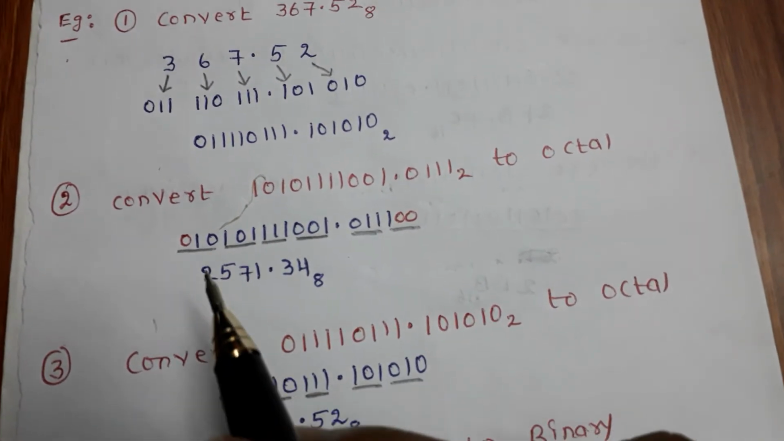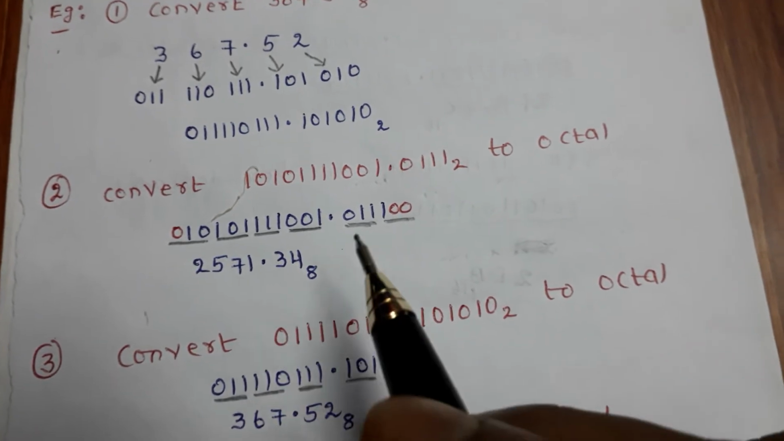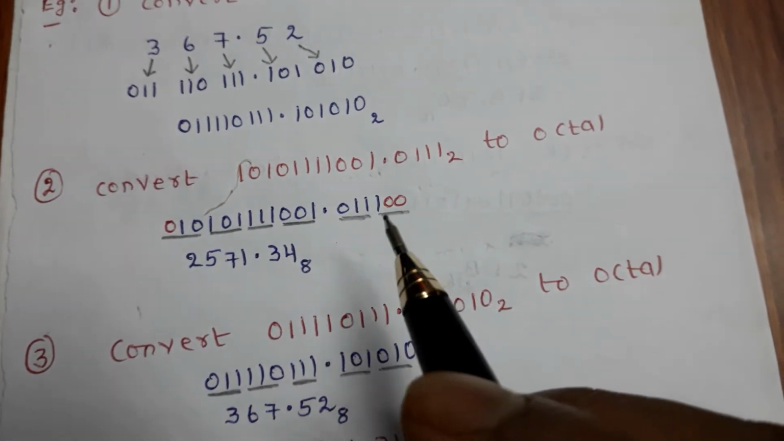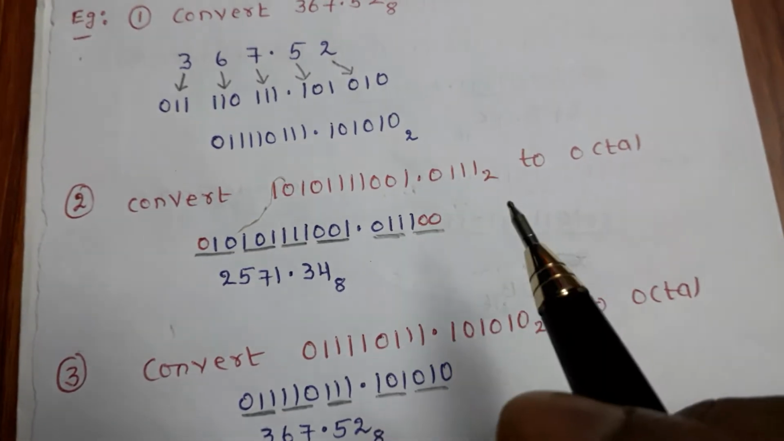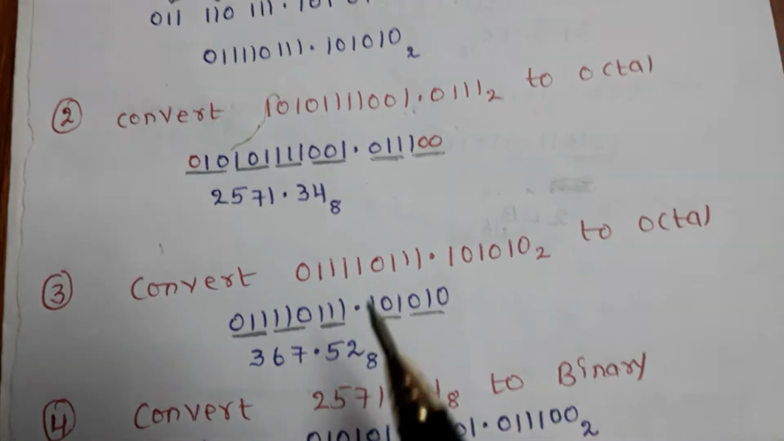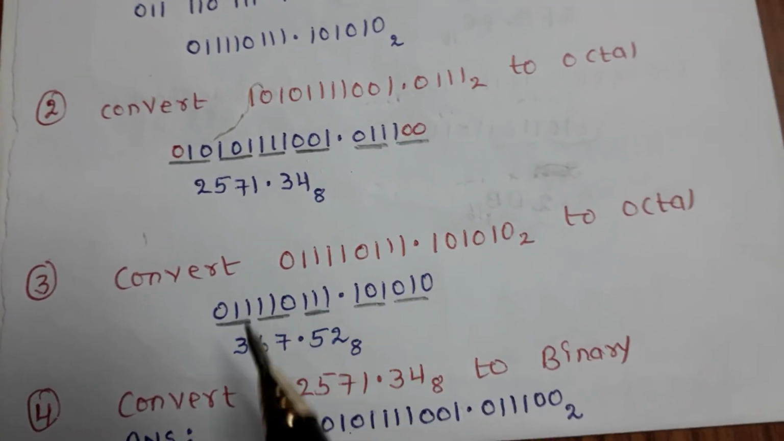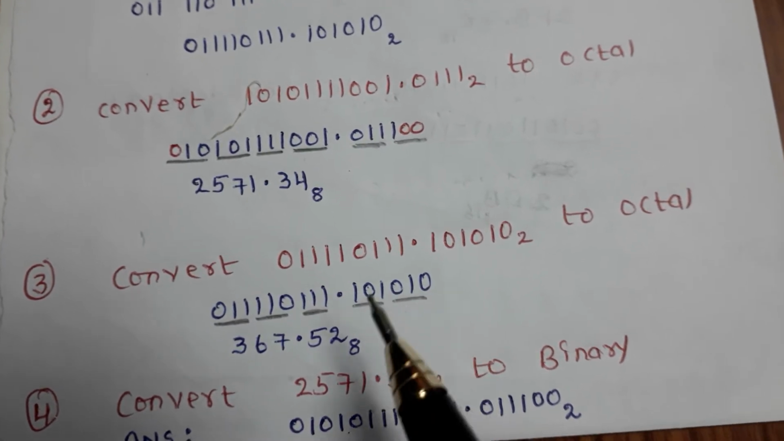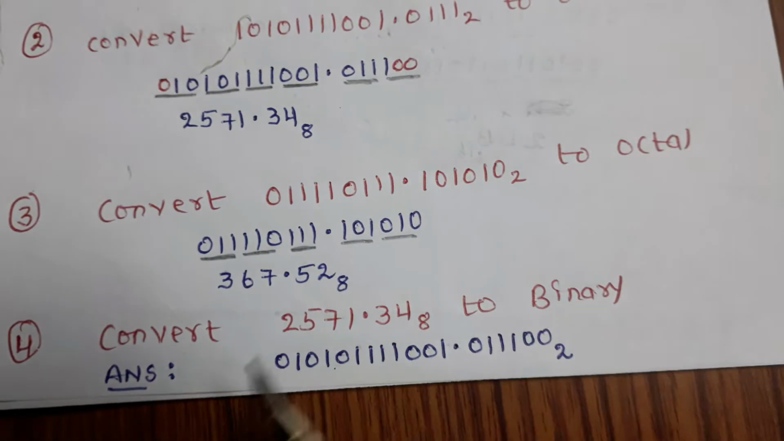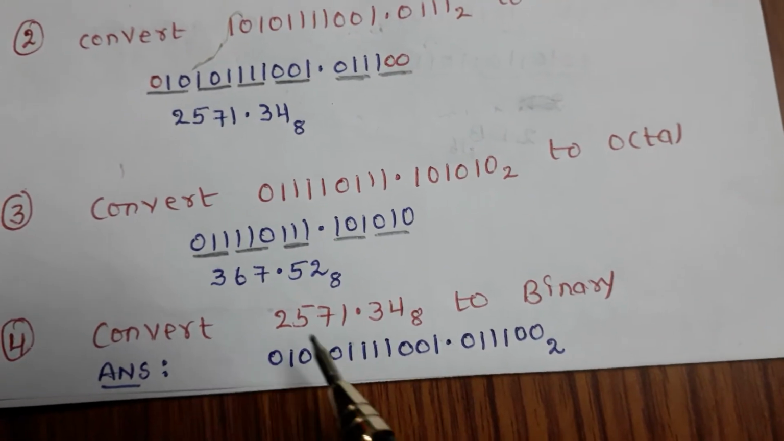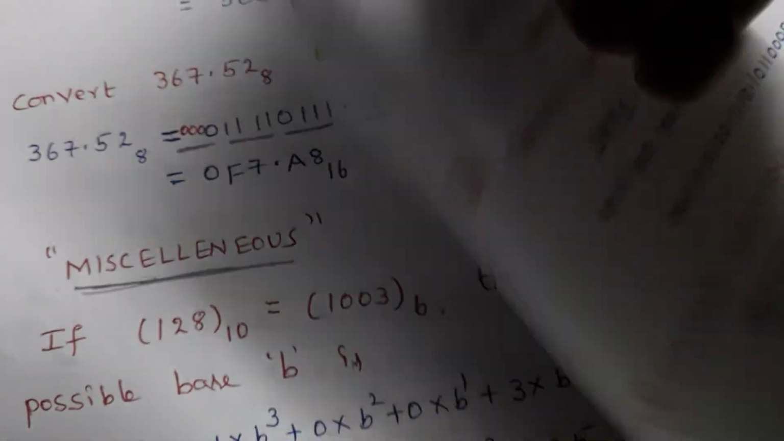Now if you observe, 010 is 2, 101 is 5, 111 is 7, 001 is 1, point, then 011 that is 3, then 100 that is 4. Is it clear? It is a very easy way to convert binary to octal and octal to binary. This is one of the examples. Now if you look, I have made 3 groups each. Here there is no chance to add any extra bit, therefore it is a very easy process. Now do this by your own: convert 2571.34 base 8 to binary.